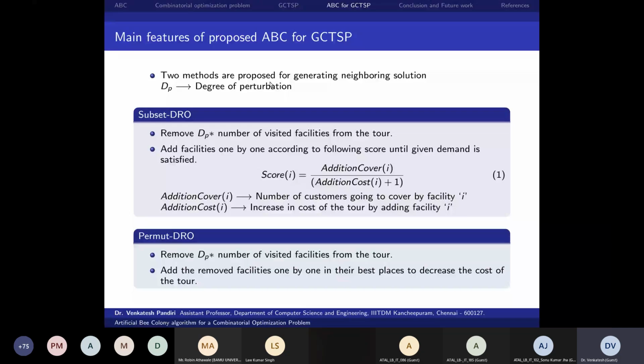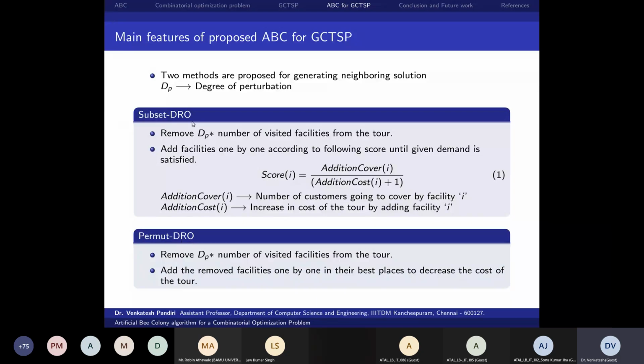There are two methods proposed for generating a neighboring solution. Neighboring solution means that whatever the present solution is, by making some changes to it, we may be able to get a better solution. That is the motivation here. Motivated by that, we proposed two methods. One is subset DRO, where DRO means destroy and repair operator, and the other is permute DRO.